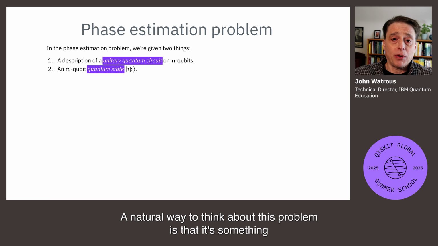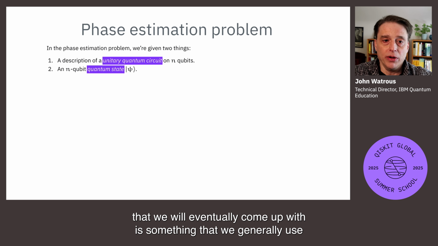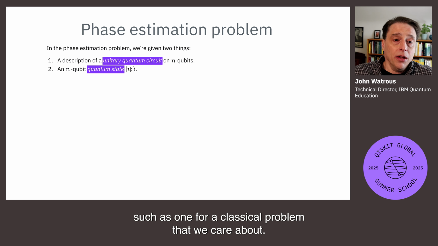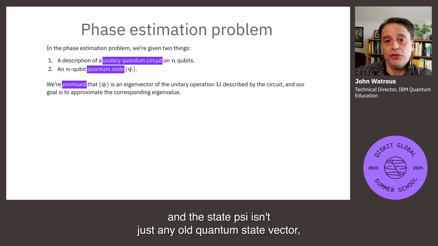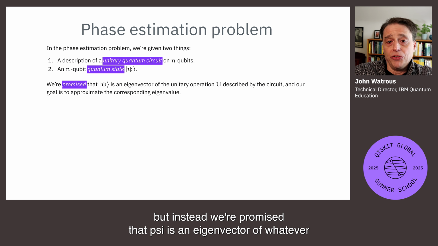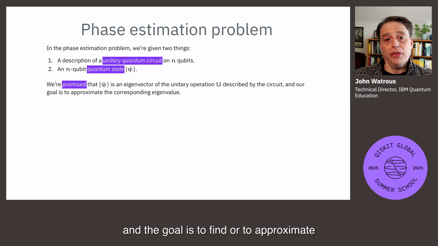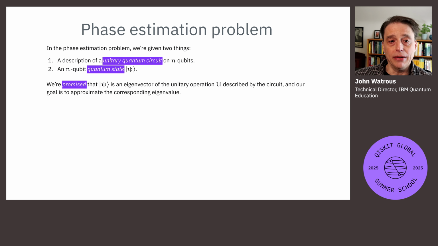A natural way to think about this problem is that it's something that's likely to appear as a subproblem, and the phase estimation procedure that we'll eventually come up with is something that we generally use as a subroutine inside of some larger computation, such as one for a classical problem that we care about. Now, this is going to be a promise problem, and the state psi isn't just any old quantum state vector, but instead we're promised that psi is an eigenvector of whatever unitary operation U it is that the given circuit describes. And the goal is to find or to approximate the eigenvalue that corresponds to this eigenvector psi.